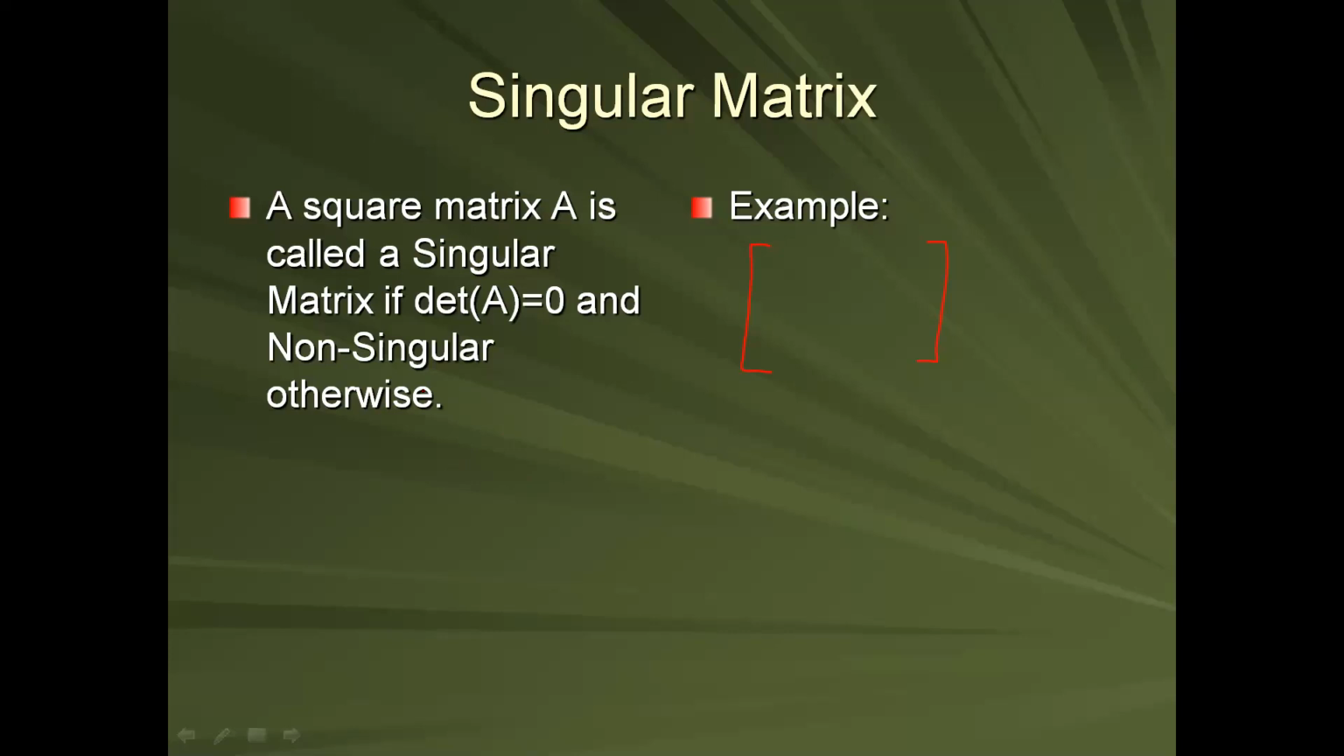Okay, now Kelvi, you give me an example for a singular matrix. Yes, ma'am. Yes, give me an example. 1 0 0, 0 1 0, 0 0 1. Kelvi, why is this a singular matrix?